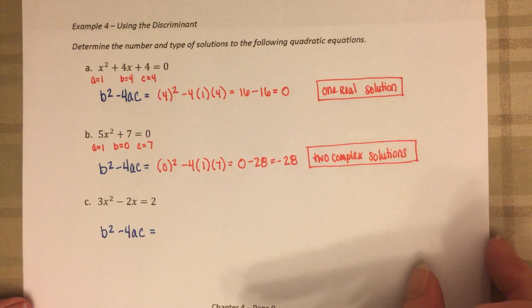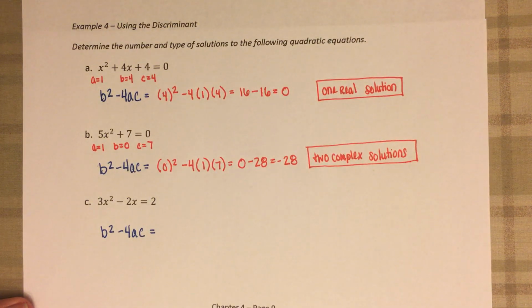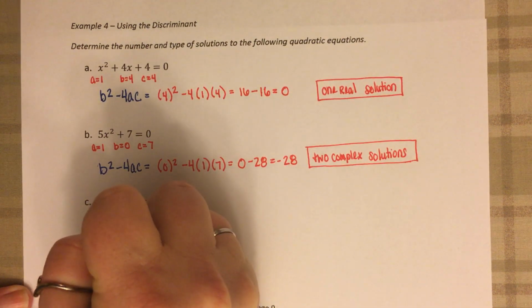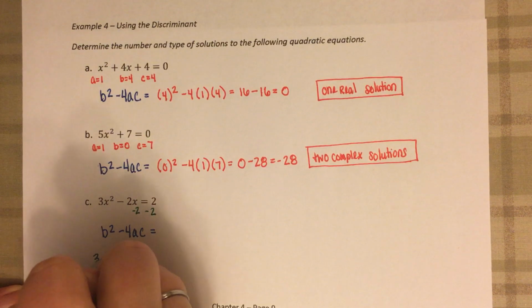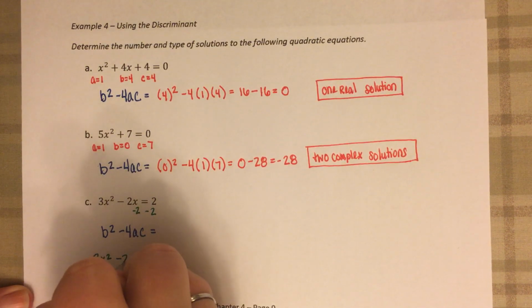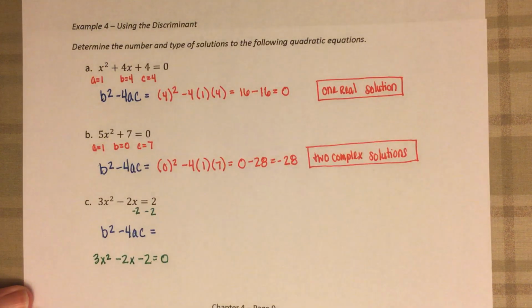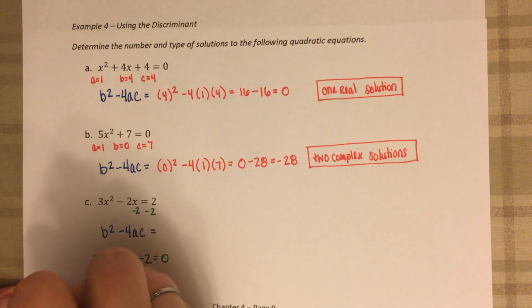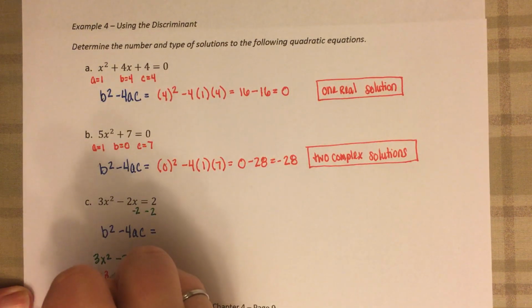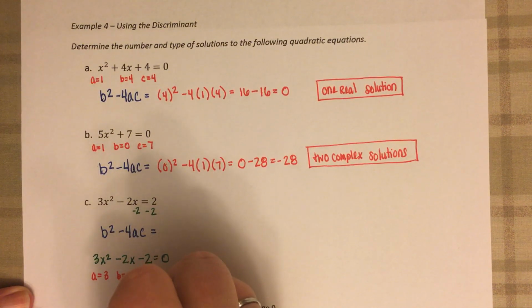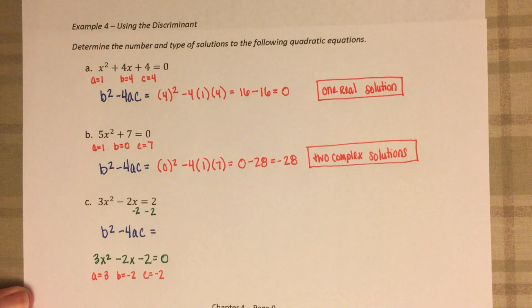Right, for C, notice that this one is not in standard form. So before we do anything, I'm going to subtract 2 from each side. Right, so now we really have 3x squared minus 2x minus 2 equals 0. Right, that means that our a is equal to 3, our b is equal to negative 2, and our c is also equal to negative 2.